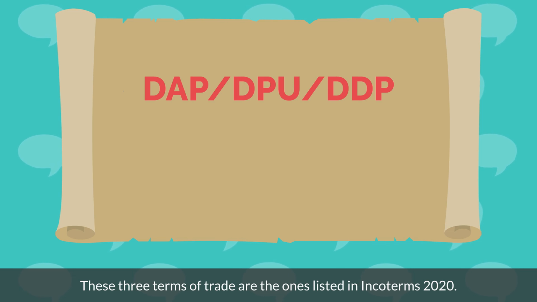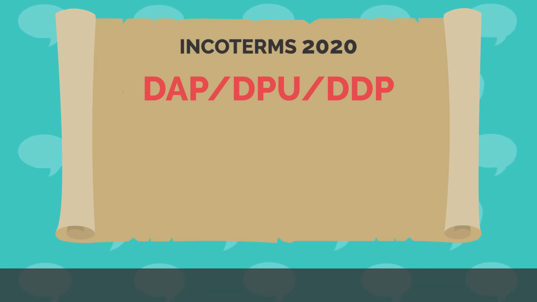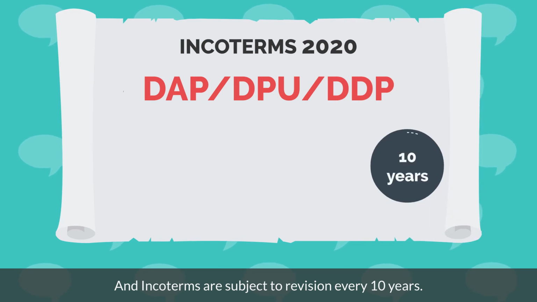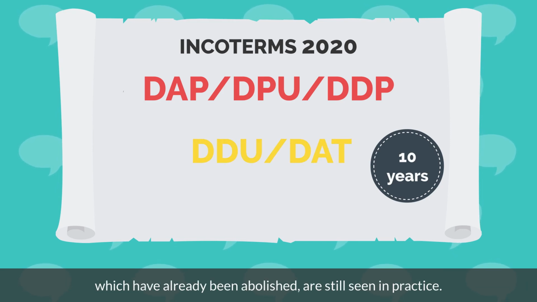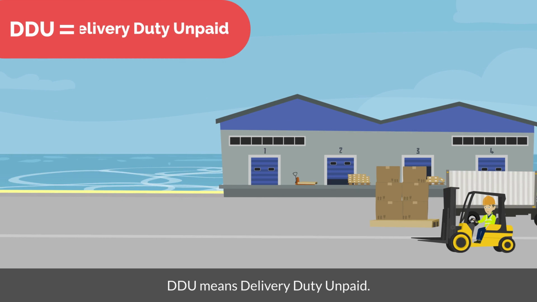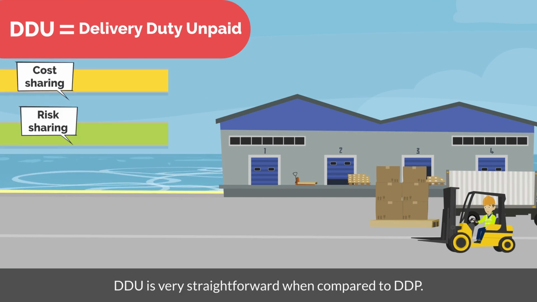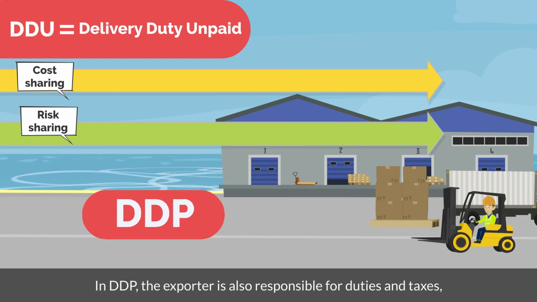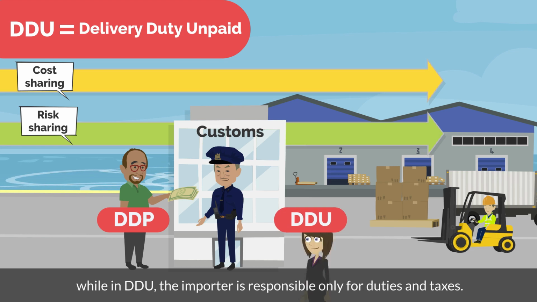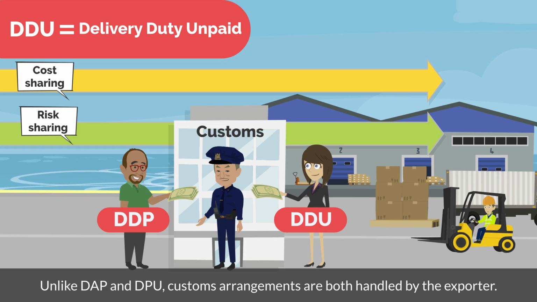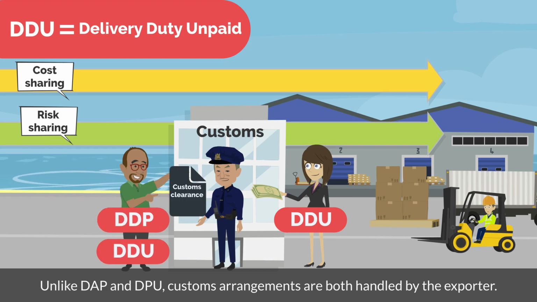These three terms of trade are the ones listed in Incoterms 2020. And Incoterms are subject to revision every 10 years. In the current Incoterms 2020, DDU and DAT of D group conditions, which have already been abolished, are still seen in practice. Thus, I would like to introduce them together. DDU means Delivery Duty Unpaid. DDU is very straightforward when compared to DDP. In DDP, the exporter is also responsible for duties and taxes, while in DDU, the importer is responsible for duties and taxes. Unlike DAP and DPU, customs arrangements are both handled by the exporter.